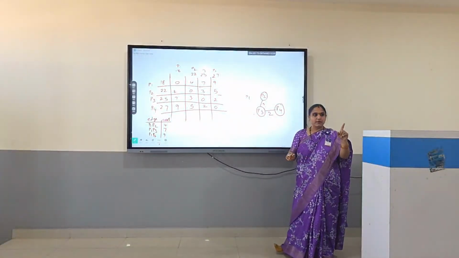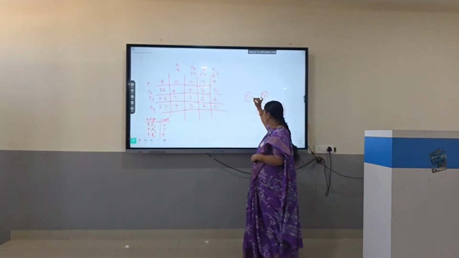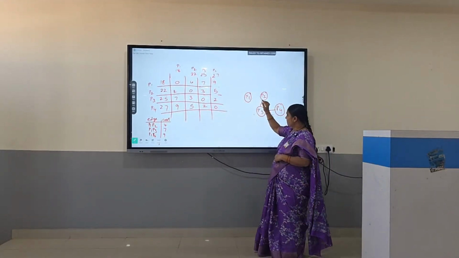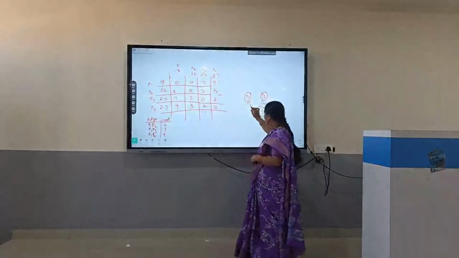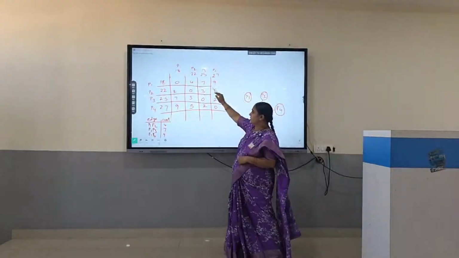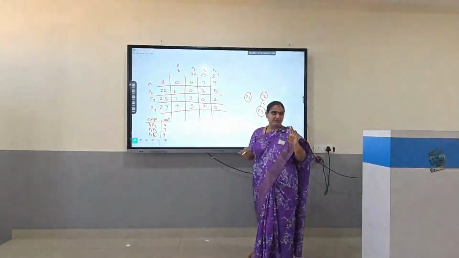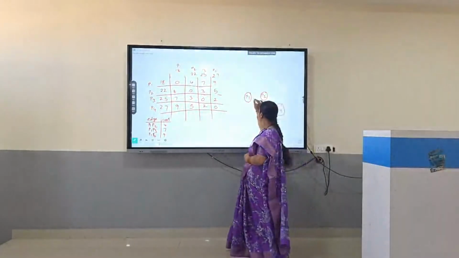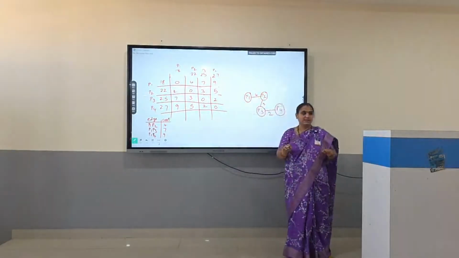Then only one point is pending, that is P1. See, P1 with P2, what is the cost? 4. P1 with P3, 7. P1 with P4, 9. Among these 3, the minimum value is 4 only. Now your minimum spanning tree is ready.